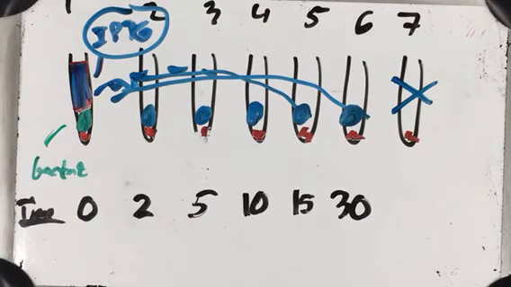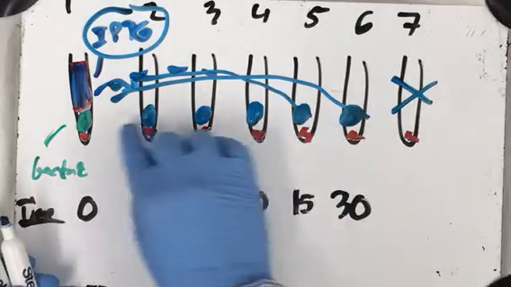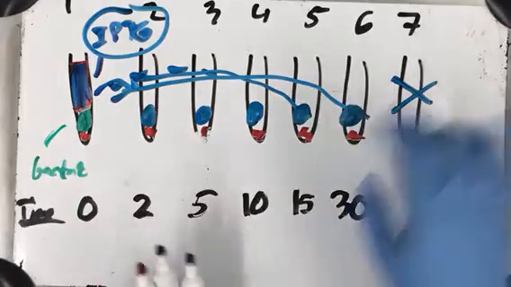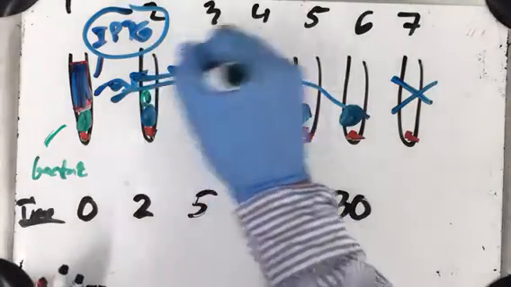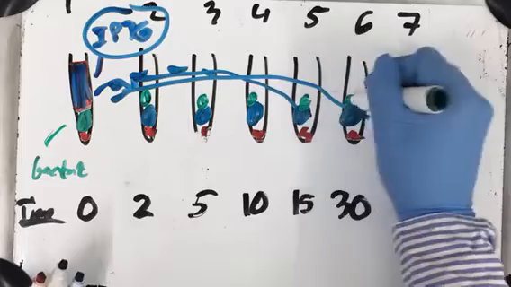So every other one has bacteria. Tube 7 does not have bacteria, so you can just add a little green in there. You'll see this when you read it.